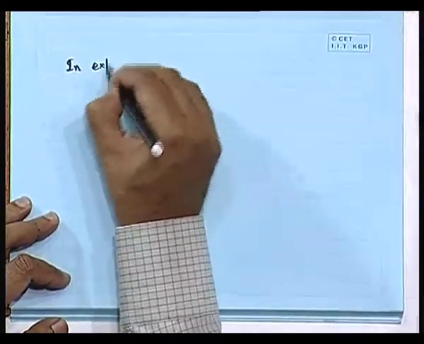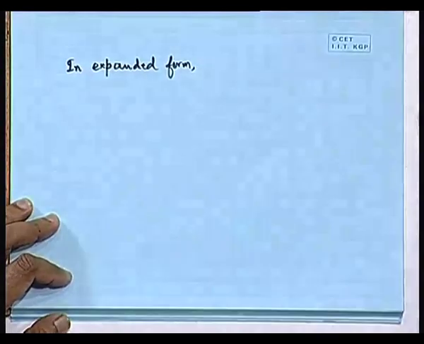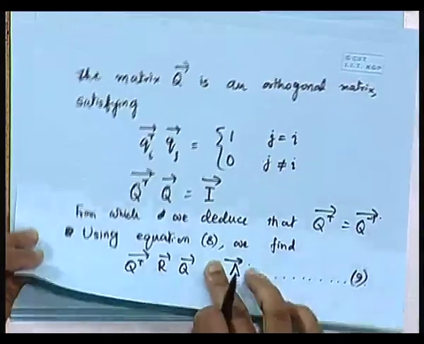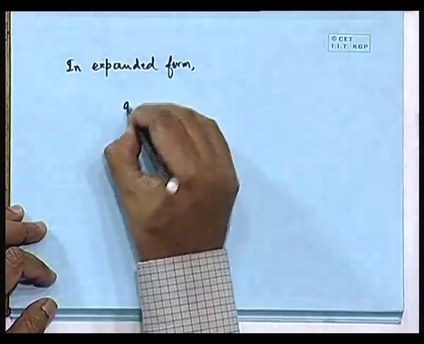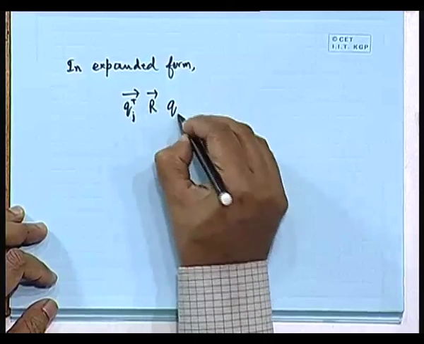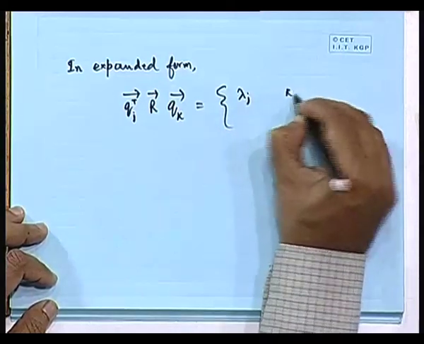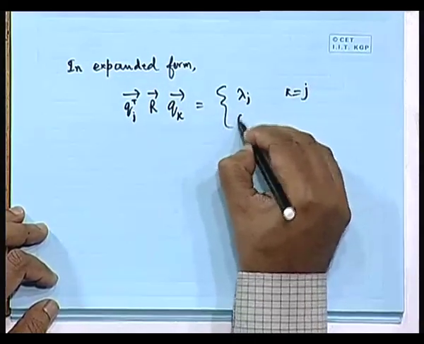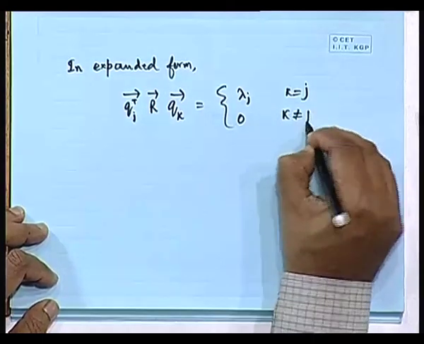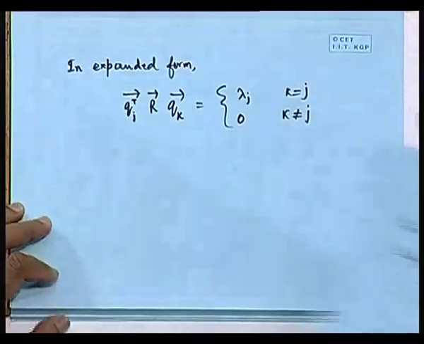We can write it down in expanded form. The same thing, that is q transpose R q is equal to lambda, can be rewritten as q j transpose R matrix q k, that is equal to lambda j for k equal to j, and that is equal to 0 for k not equal to j. This is the expanded form of representation for equation number 9.